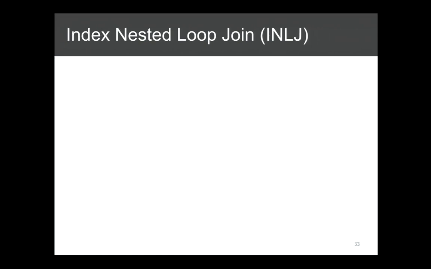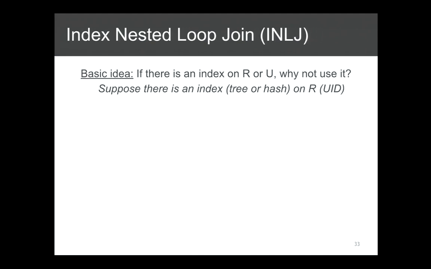Okay. Great. Next comes the index nested loop join. In the index nested loop join, the basic idea is as follows. I'm doing a join of two tables, and I know that there is an index on these tables. Is it possible for me to use that existing index? It's only possible if there is an index, say a hash index or a tree index, on one of these tables that is on the joining attribute. So in our example here, the joining attribute is UID, and let's say there is an index in the database, a tree index or a hash index, doesn't matter, on R.